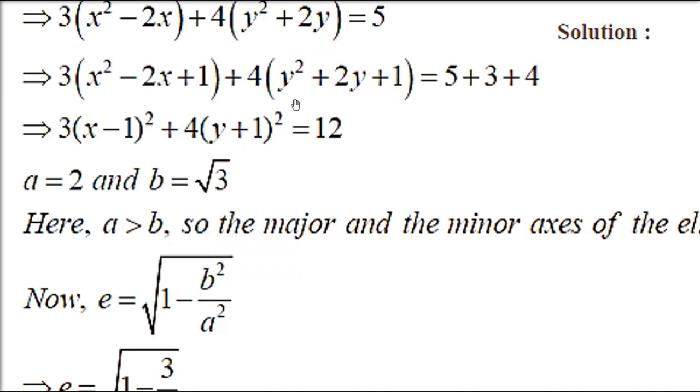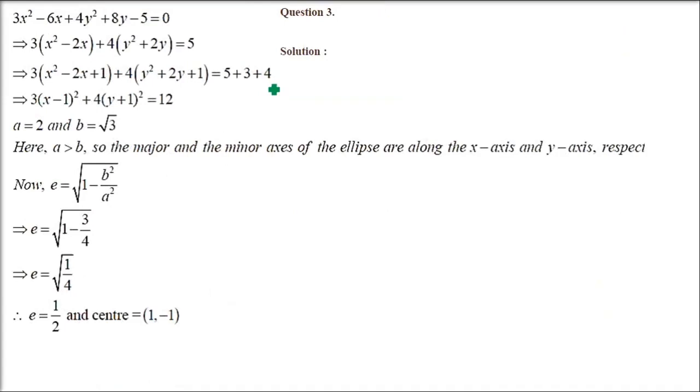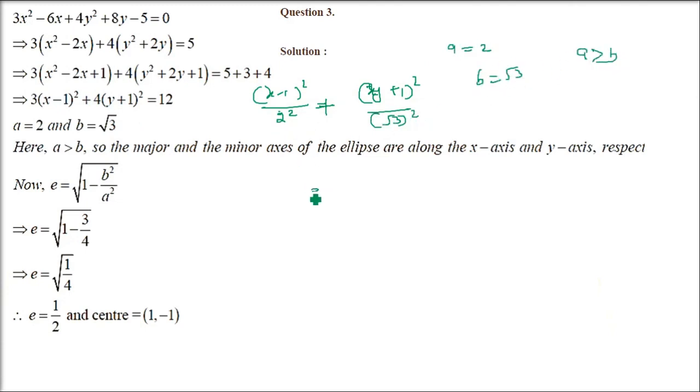You have 3 times x minus 1 whole square plus 4 times y plus 1 whole square equals 12. So divide both sides by 12. What do you get? x minus 1 whole square by 4, 3 4s are 12. So you have 4, that is 2 square. Plus y plus 1 whole square by 3, 4 3s are 12. So it should come 3, so it should be root 3 whole square. a is 2 and b is root 3. a is greater than b.